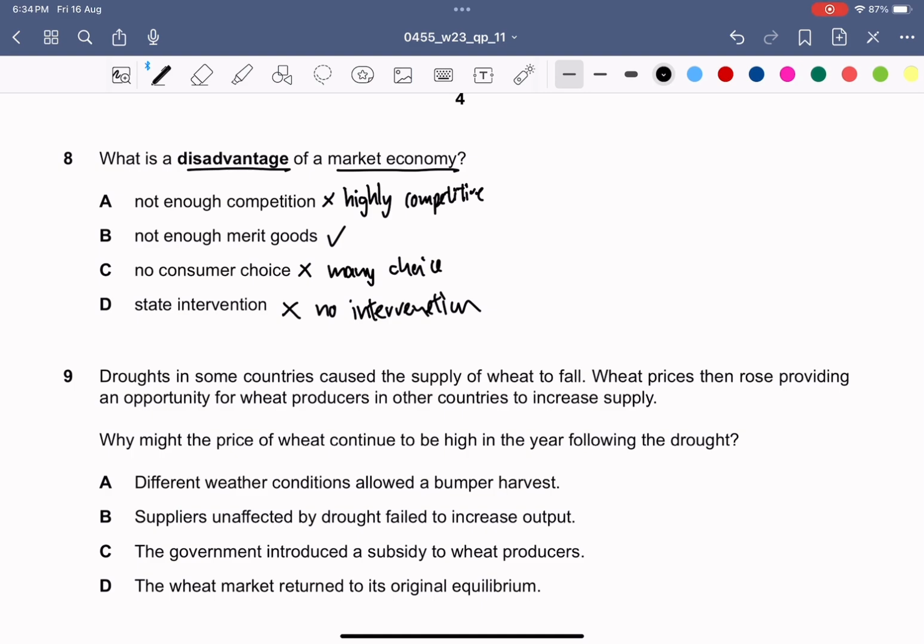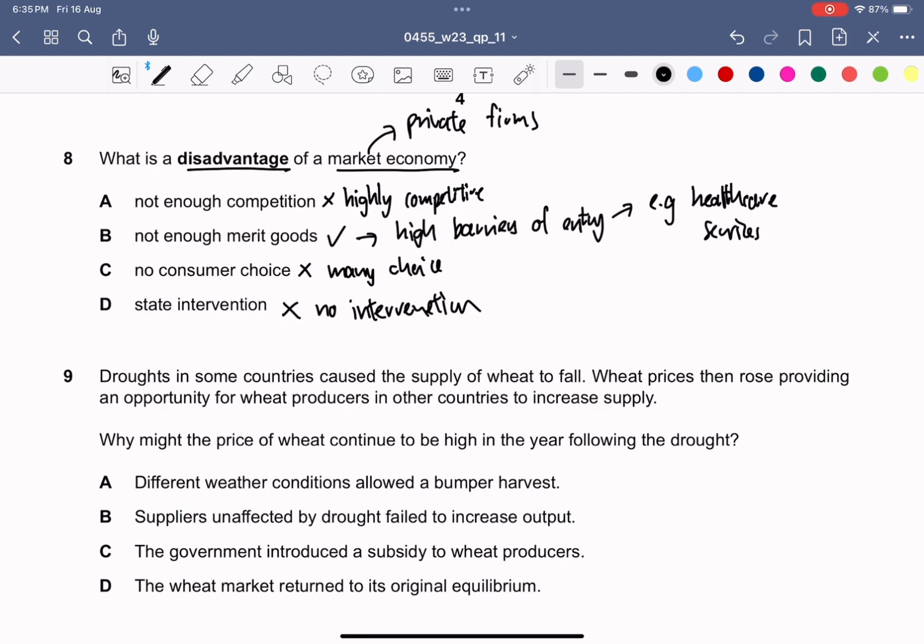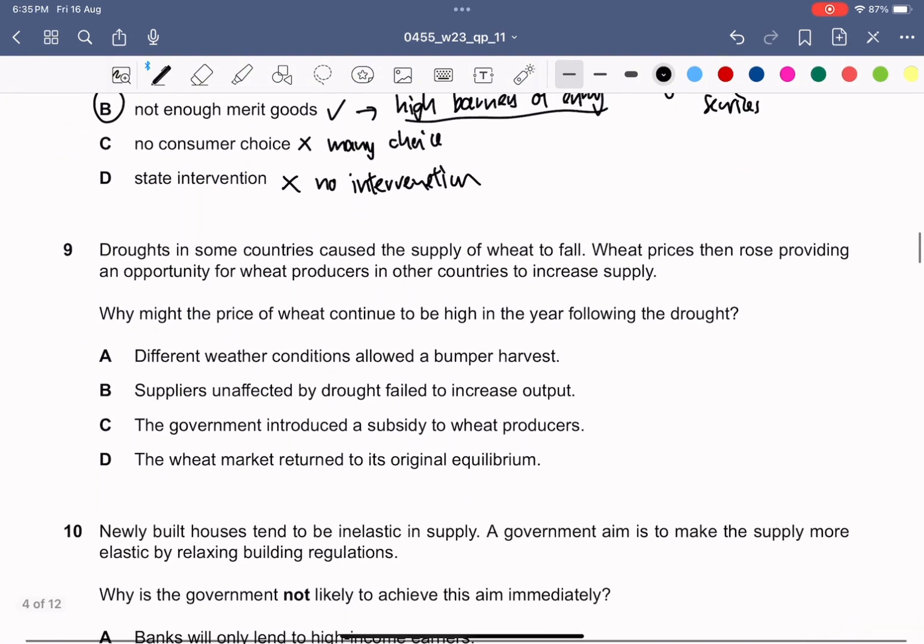So why is B the answer? Actually, in a market economy, there are a lot of private firms. And private firms often produce too little of merit goods, because merit goods usually have high barriers to entry. For example, healthcare services are to save lives, so the job is heavily regulated. So compared to, let's say, opening a bubble tea shop, providing healthcare service has a higher barrier to entry, so it's less frequent in a market economy.